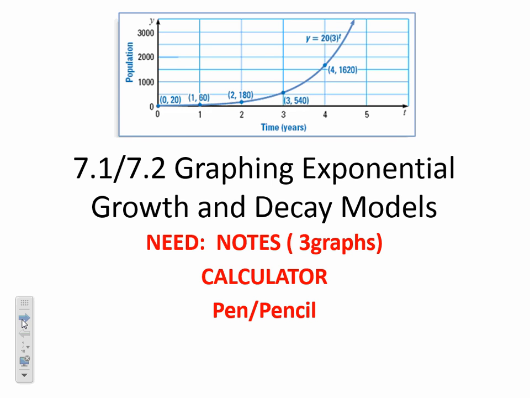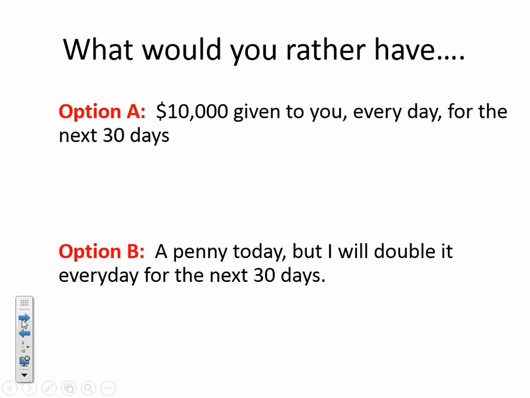Okay, so let's first start with an idea of what would I rather have, or what does it mean to grow exponentially? So let's pretend that I have option A, where I'm going to give you $10,000 every day for the next 30 days. And then there's option B, where you're going to take a penny today, but I'm going to double it every day for the next 30 days that you walk in.